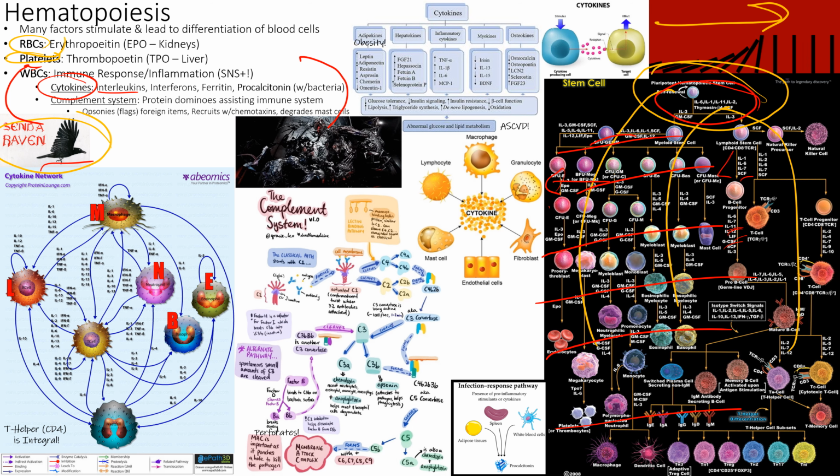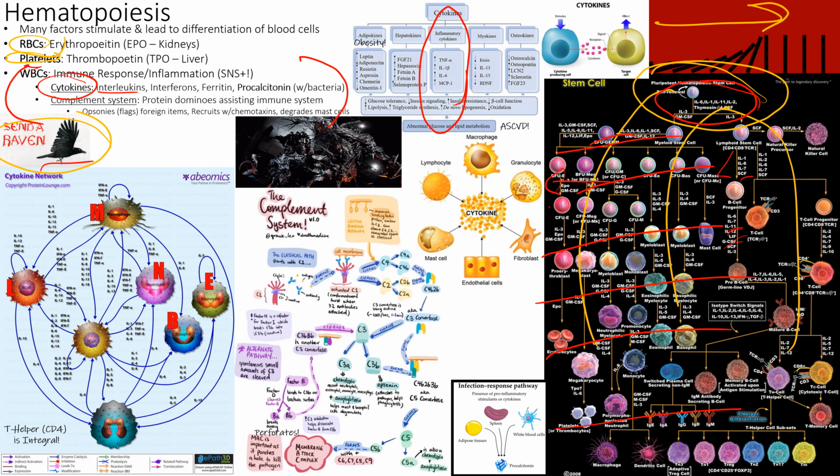They tell, hey, we need more B cells. Hey, we need more T cells. Or hey, we need more monocytes. Or we need more neutrophils. Or bands, it's your turn. It's time to go into the fight now. So those are different interleukins that get released from your white blood cells.